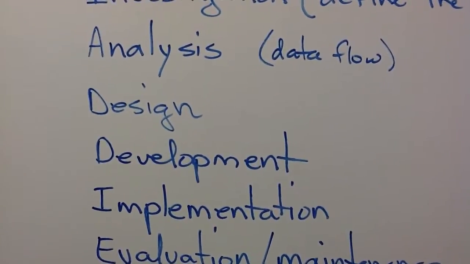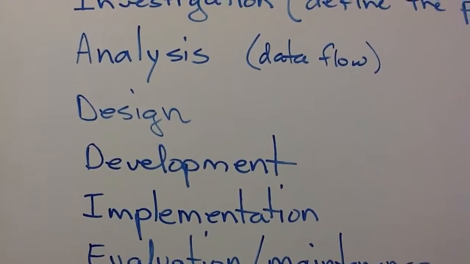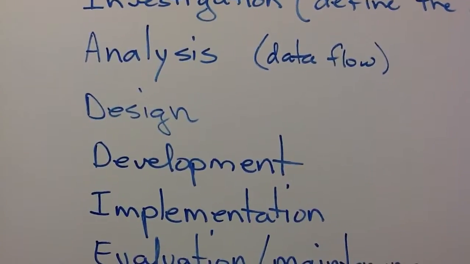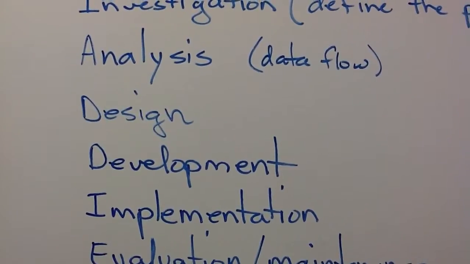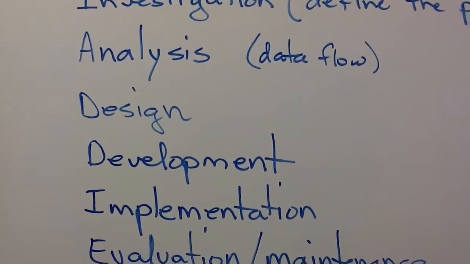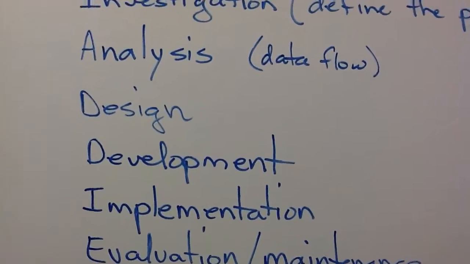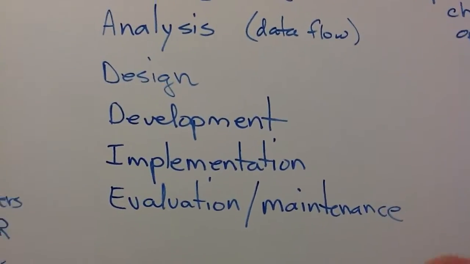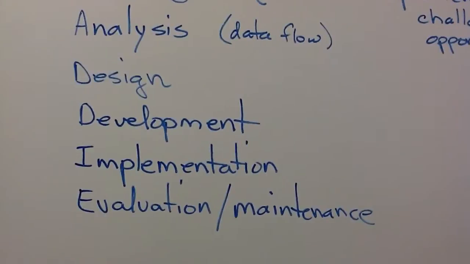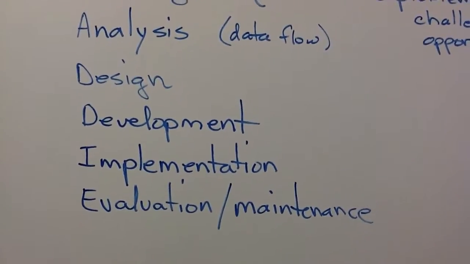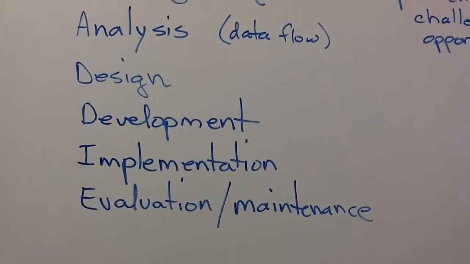You can implement it in terms of a complete conversion, direct cutover to a whole new system, or you could implement it in certain stores, maybe a pilot study, or you can phase it in, maybe do one part at a time. Once you get it implemented, then you do your evaluation. Is it working? And what things do you have to do to keep it working?